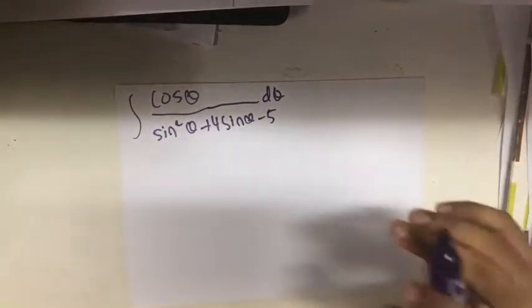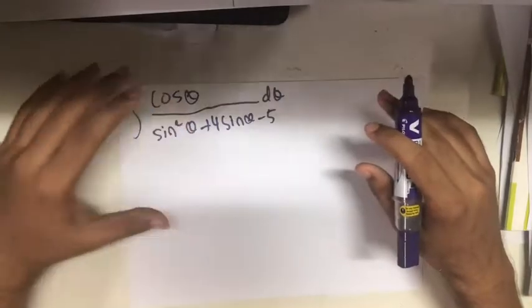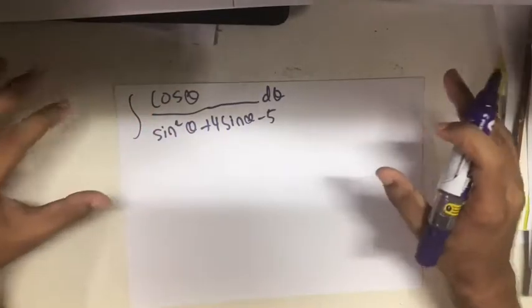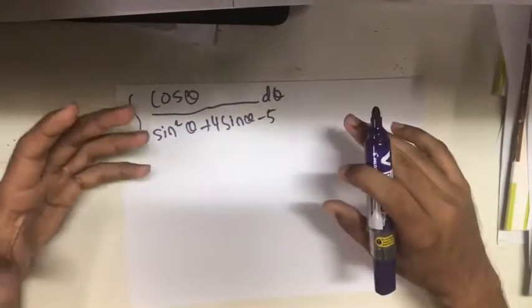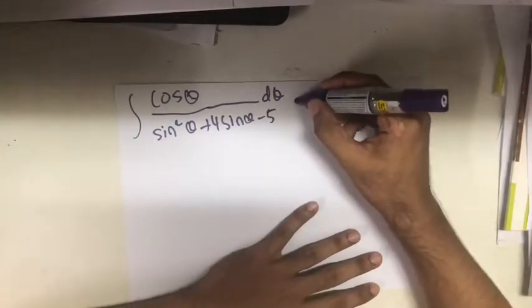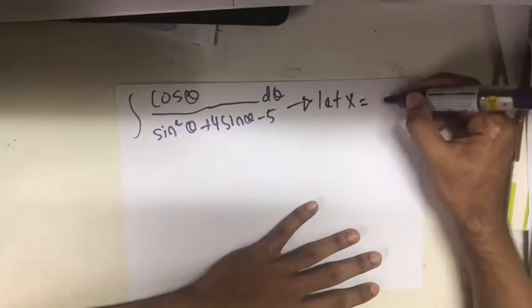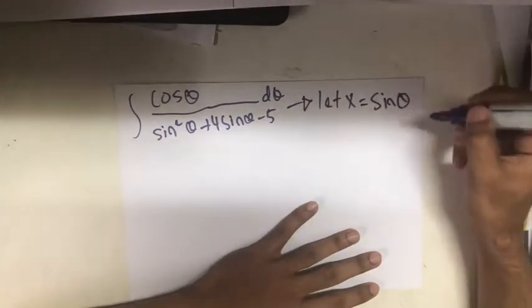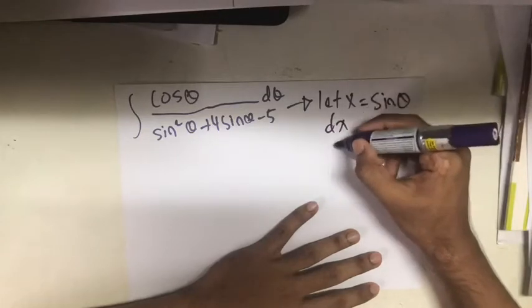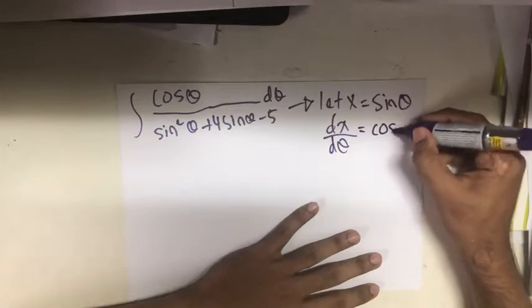So firstly, in order to solve this integration question, we're going to use a substitution method for this trigonometry. We need to change it in terms of x to simplify this problem. So we're going to let x equal sine theta. So basically the differentiate of x is equal to cos theta.